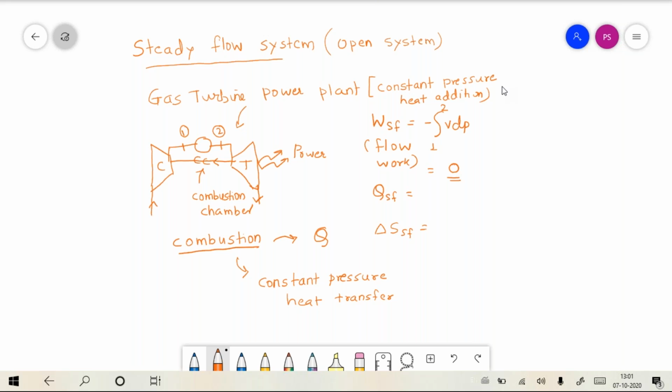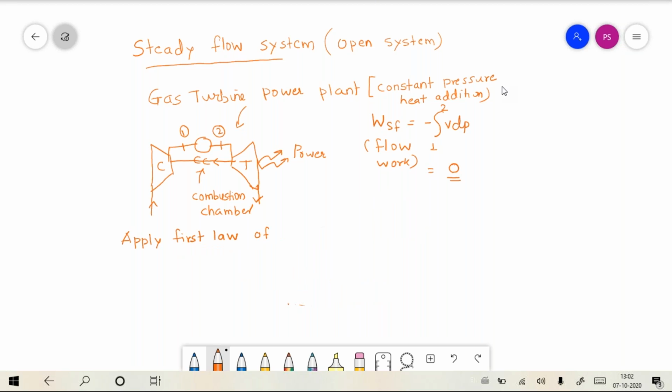So you know the application of the first law of thermodynamics. What is it called? When you apply the first law of thermodynamics to a steady flow system, what is that equation called? Any answers?